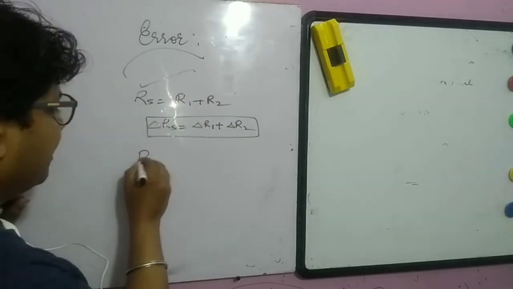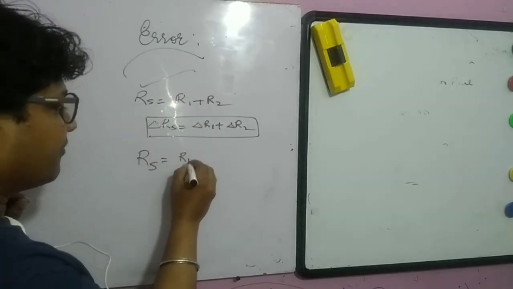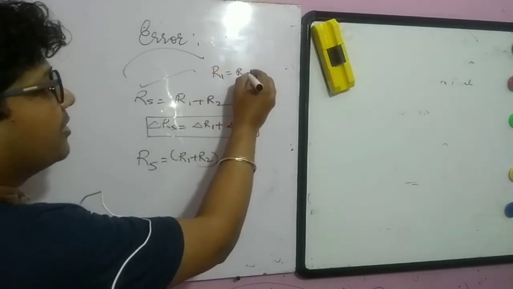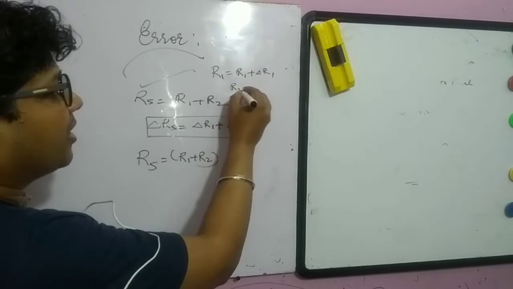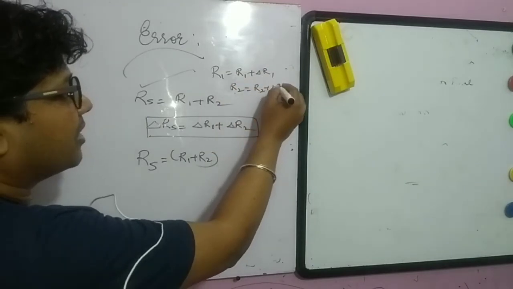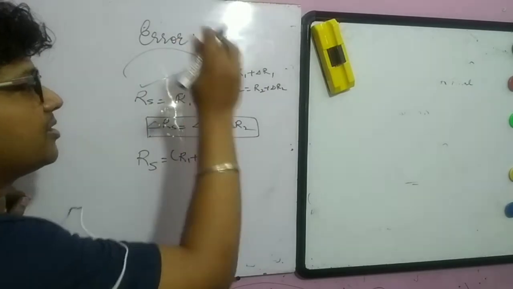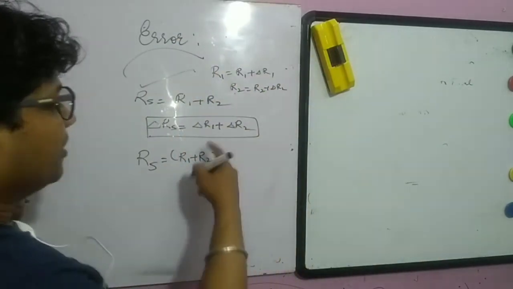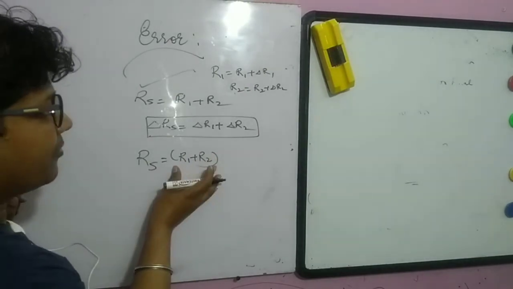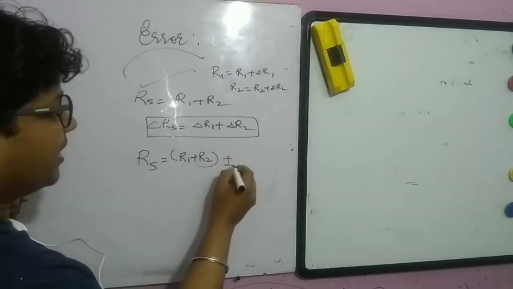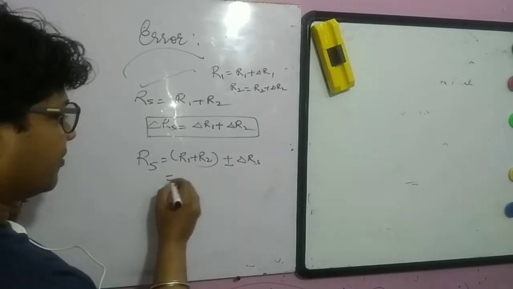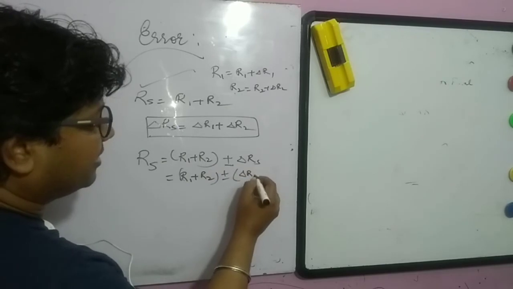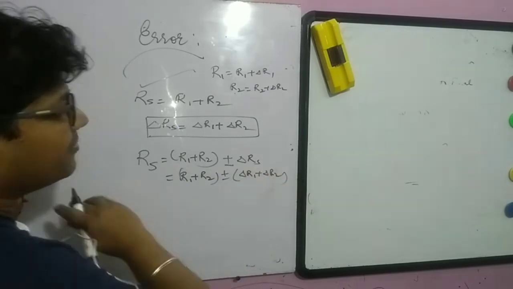So RS will be equal to R1 plus R2, and here R1 will be R1 plus delta R1, and R2 will be equal to R2 plus delta R2. This is the change, or you can say the error in R1 and error in R2. So we can write RS, so R1 plus R2 plus minus delta RS. So R1 plus R2 plus minus delta R1 plus delta R2. Simple, that's it.